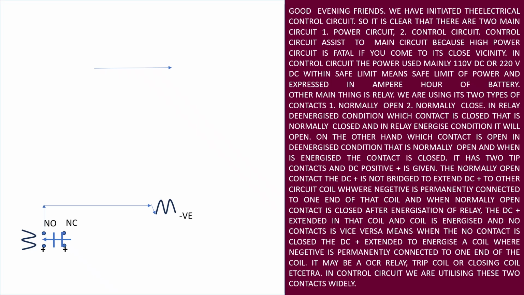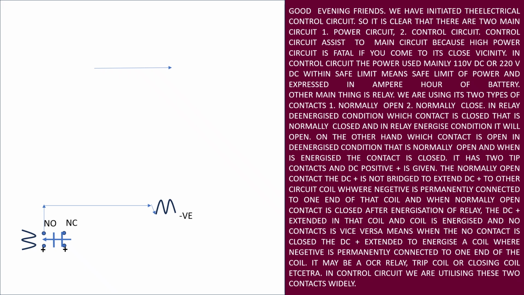So, it is clear that there are two main circuits: the power circuit and the control circuit. The control circuit assists the main circuit, because a high power circuit is fatal if you come within its close vicinity. In the control circuit, the power used is mainly 110 volt DC or 220 volt DC, within a safe limit, and expressed in ampere hour of the battery.